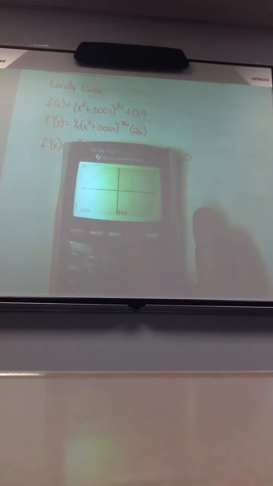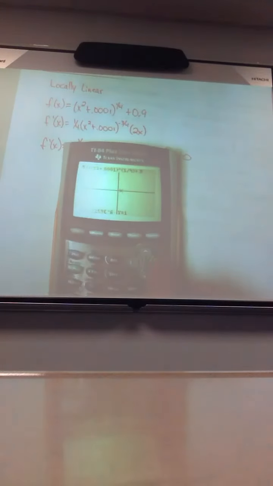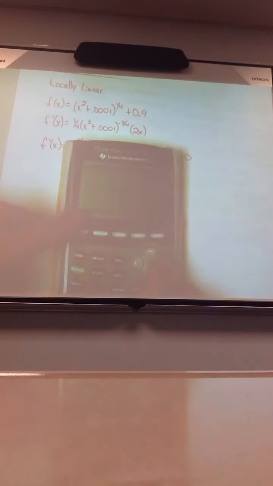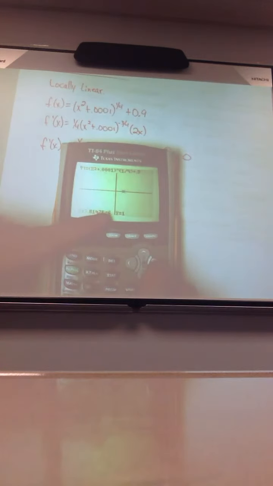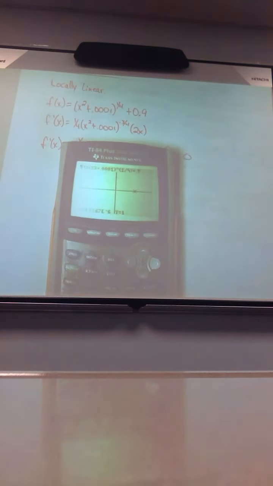Right? And if I hit trace here, and I go over, look how much x is moving. 3.81 to the -6 power. That's 0.0000381. I don't even know how many zeros, there's 5 zeros. So it's barely moving over, right? So on the grand scheme of things, it's really, really small. That's what local linearity is. It's just if I zoom in enough, it looks like a straight line.